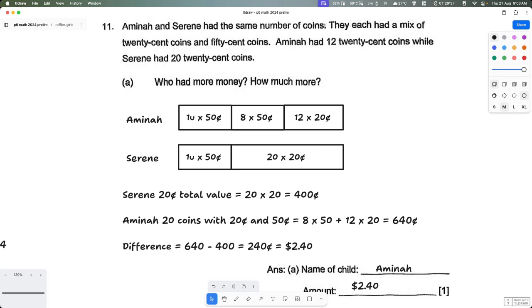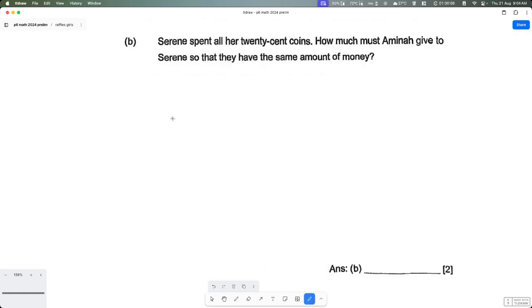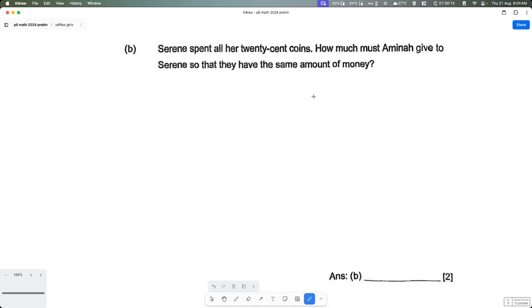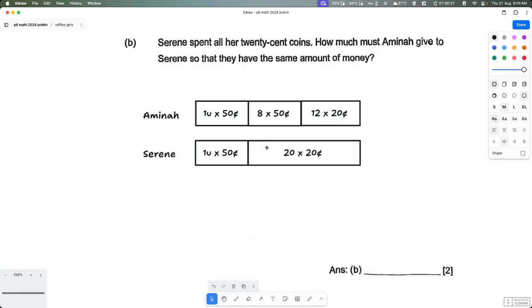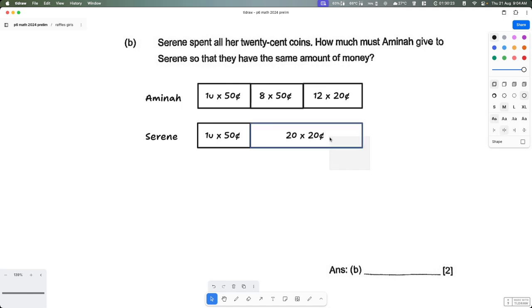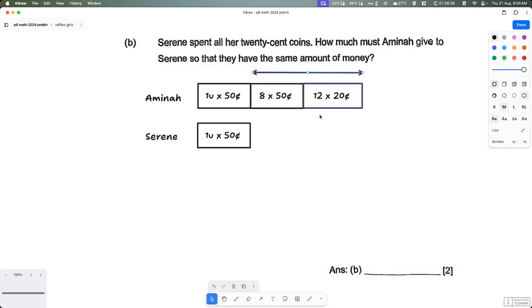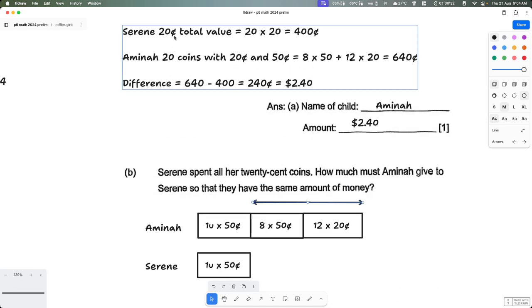Let's move on to the next question. It says here, part B, Serene spent all her 20-cent coins. How much must Amina give to Serene so that they have the same amount of money? If I were to move over here, Serene spent all her 20 cent coins, done, gone. So you're left with this amount. We can just divide this by 2.